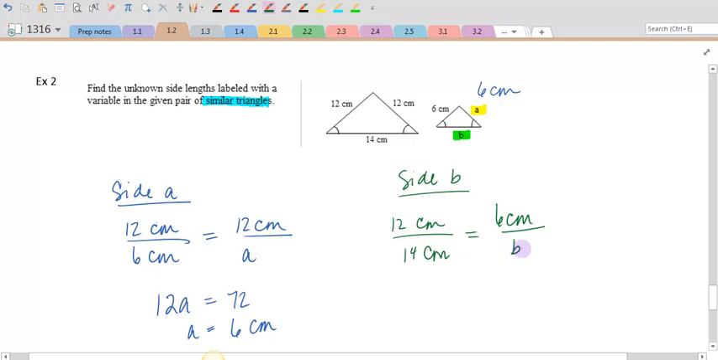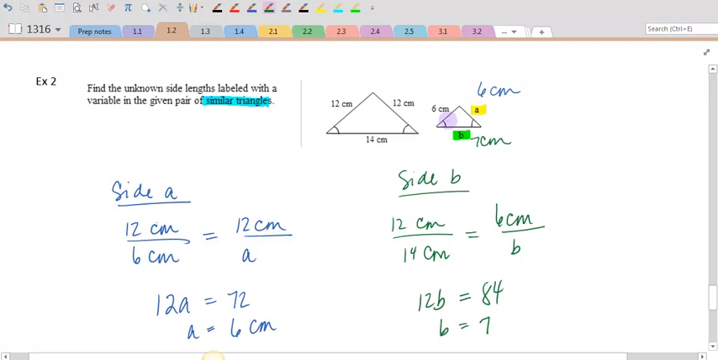So as long as I set it up as big triangle to big triangle equals little triangle to little triangle with their corresponding sides, I'm going to solve this and it works out exactly the same. So I'm going to cross multiply again, and I get 12b is equal to 14 times 6, which is 84. Divide both sides by 12, and I find out that b is equal to 7. And that is consistent with what we would expect here.